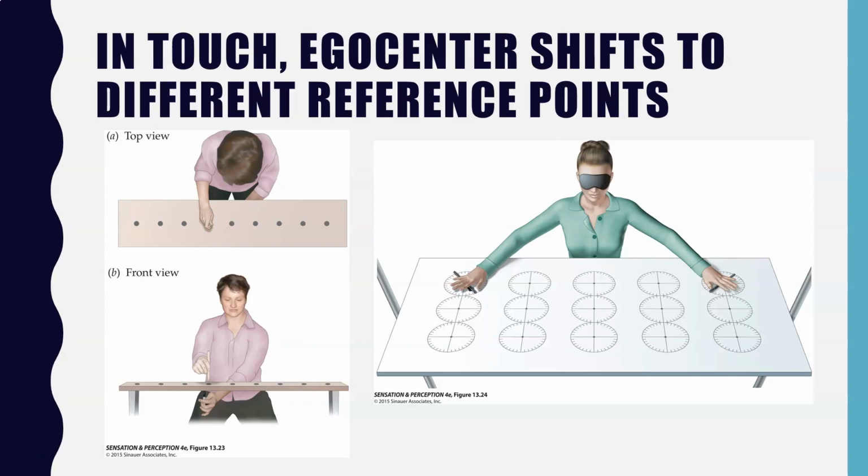And what we tend to find when people actually are looking for the ego center is that the ego center is basically in touch, constantly shifting. There is no static ego center with touch. It is entirely based on what arm, for example, is doing the reaching.